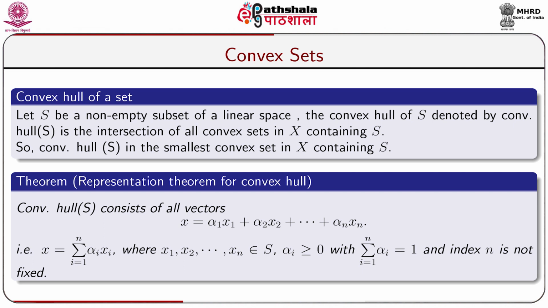Now, let us take a theorem called the representation theorem for convex hull. Convex hull of S consists of all vectors x equal to alpha 1 x1 plus alpha 2 x2 plus dot dot dot plus alpha n xn, that is x equal to sigma i equal to 1 to n alpha i xi, where x1, x2, dot dot, xn belong to capital S and alpha i greater than or equal to 0 with sigma i equal to 1 to n alpha i equal to 1, and the index n is not fixed.